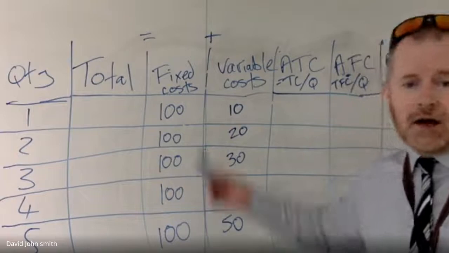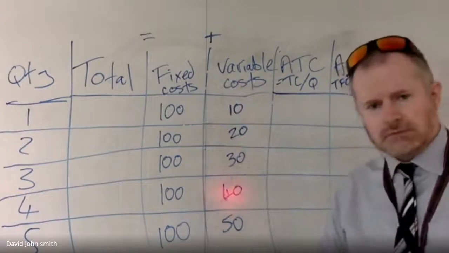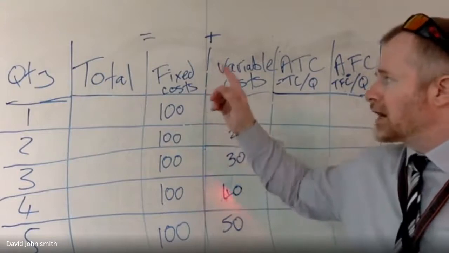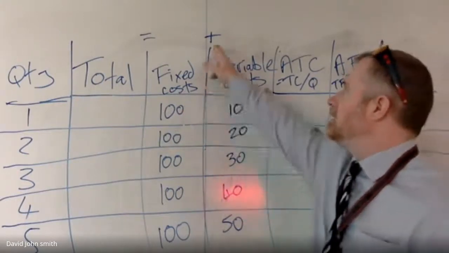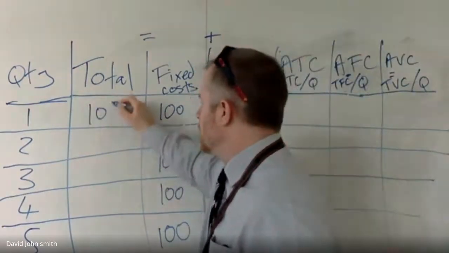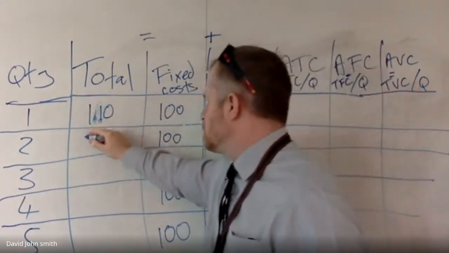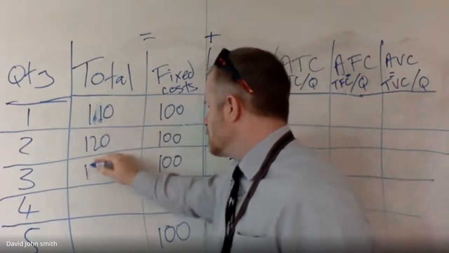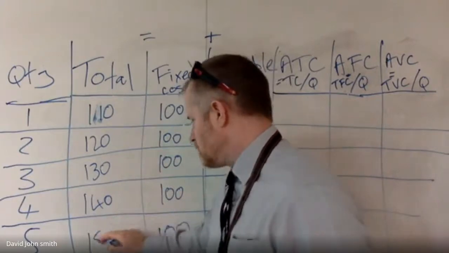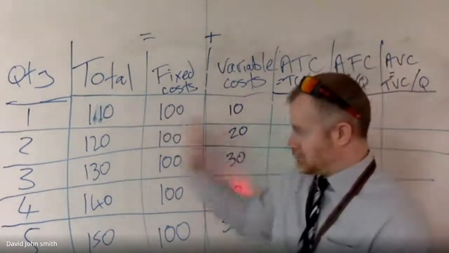Okay, and I'm trying to make it as straightforward as I can, so the numbers are relatively straightforward to manipulate and calculate with. If you're wanting to work out the total of your costs, then you need to add the fixed cost plus the variable costs. So for quantity of 1, we would have 110 at those two. Quantity of 2, 120, quantity of 3, 130, quantity of 4, 140, and 150 for a quantity of 5.